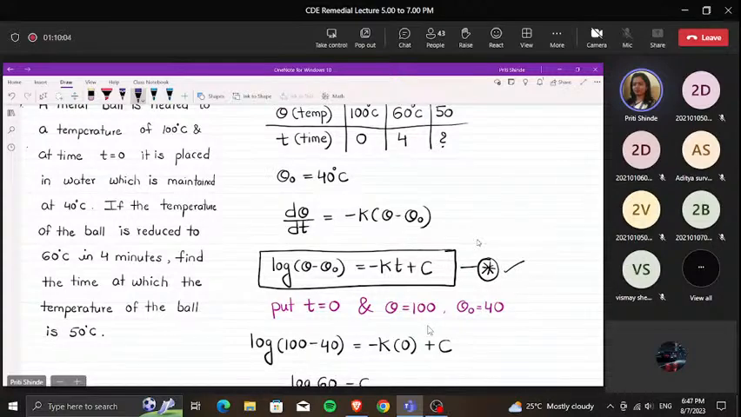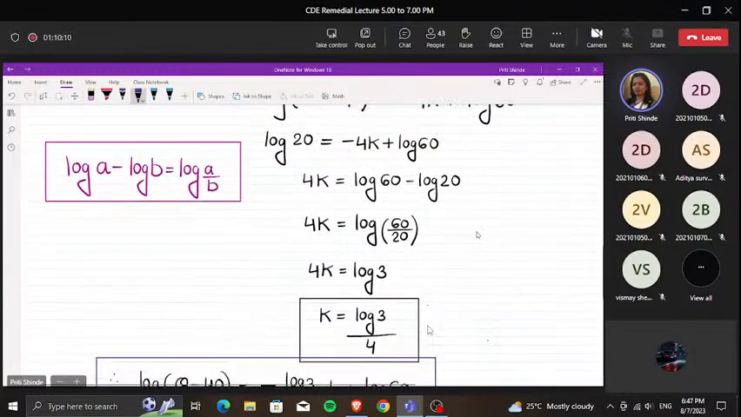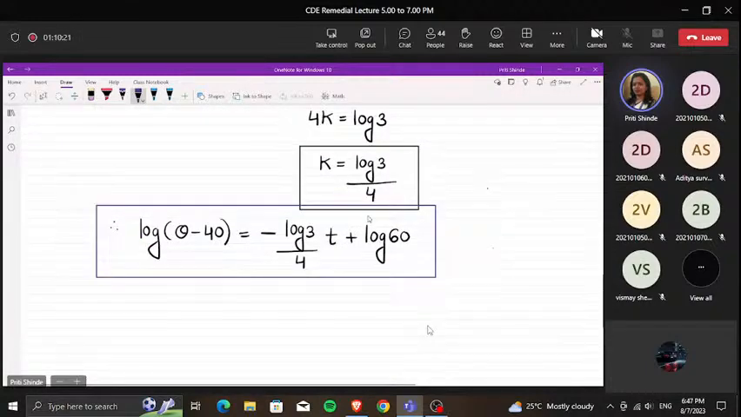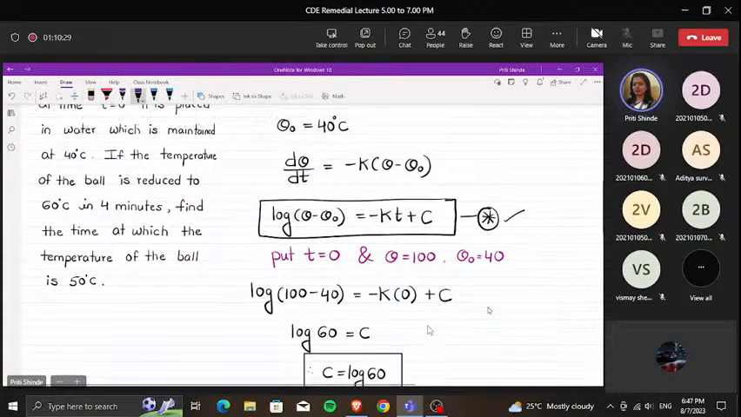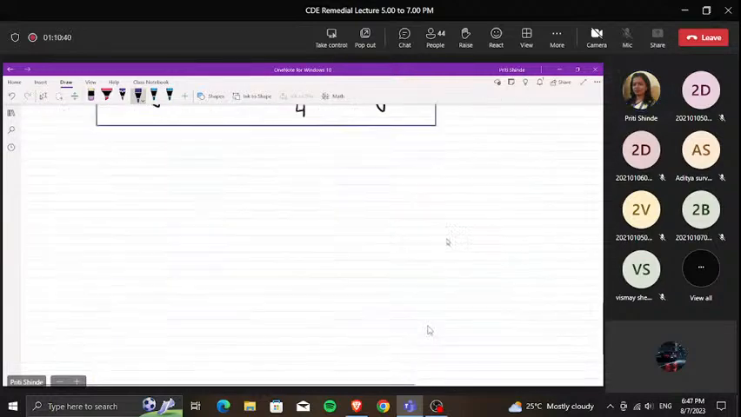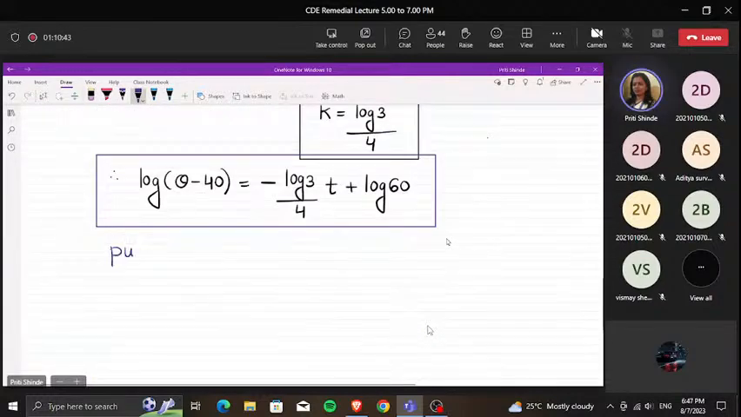Use the first condition, find c. Use the second condition, use the properties of log properly, find your k, and just replace your values of c and k in the original equation. Already you know this is the solution. So replace the values of c and k. This is my final solution. You can solve any example by using this method. Now see your given problem, the third column. We want the value of time when theta is equal to 50. So in your final step, replace theta with 50.